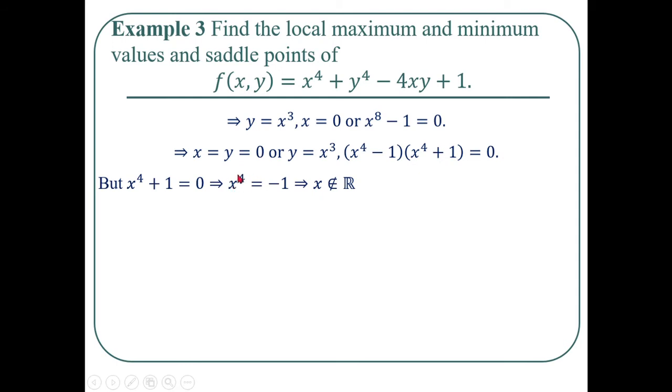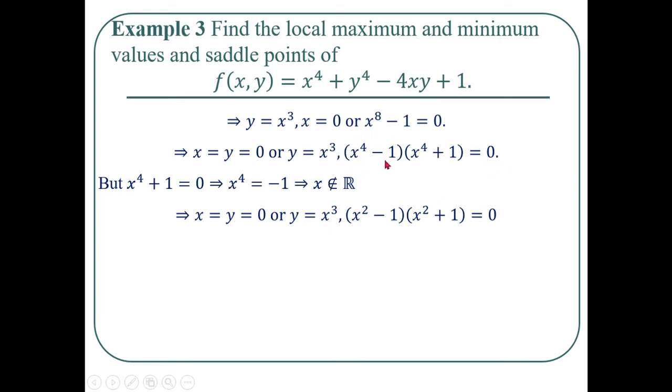But the fourth power of every real number, or even power of every real number, is always non-negative. Therefore, in this product (x^4 minus 1) into (x^4 plus 1) is equal to 0, this x^4 minus 1 must be equal to 0. So this becomes x is equal to y is equal to 0, or y is equal to x^3 and x^4 minus 1 is equal to 0.